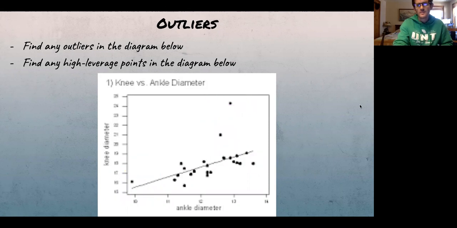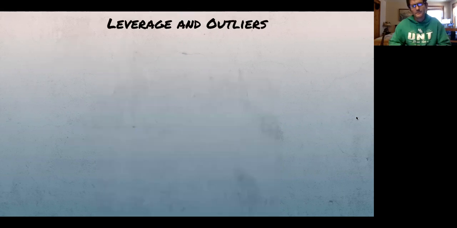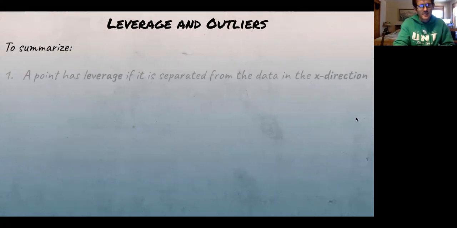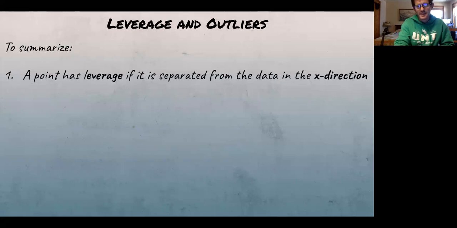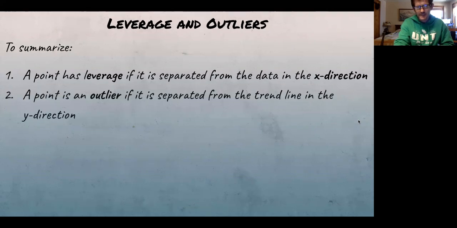We'll look at some actual numbers and see, using actual data, what it means. I'm jumping ahead of myself. We'll look at some more examples. So leverage and outliers, to summarize these things: a point has leverage if it is separated from the data in the X direction. A point is an outlier if it's separated from the trend line in the Y direction.